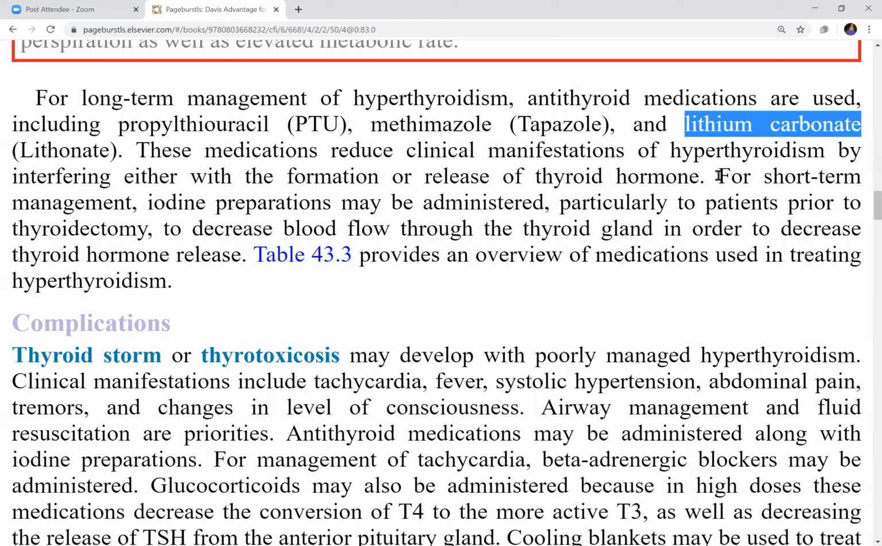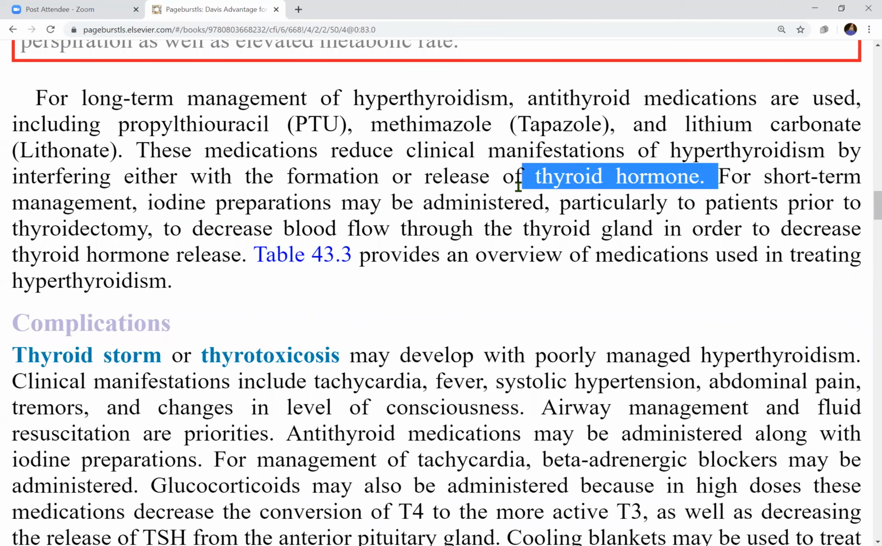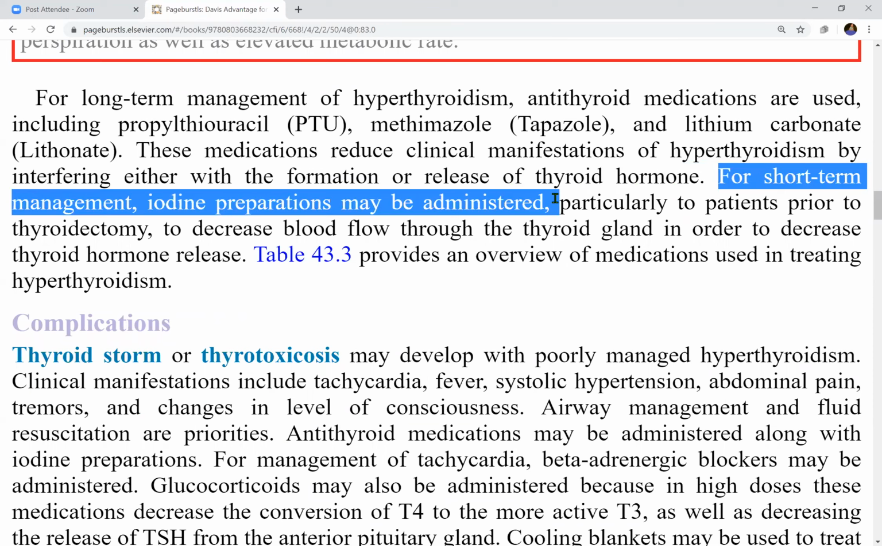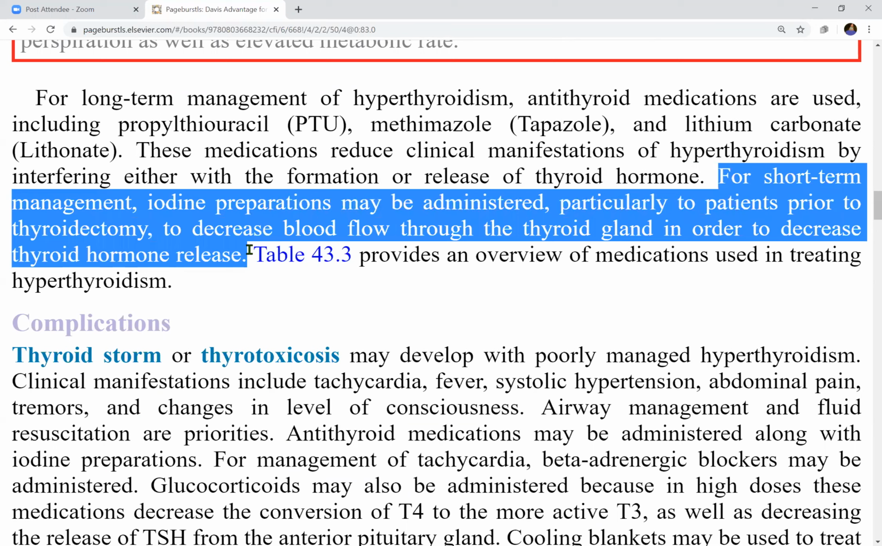For surgical preparation, the patient will be given iodine preparations for about 2 weeks before the scheduled surgery. The purpose, because if you really think about it, one of the causes of hyperthyroidism is actually increased iodine intake. So people who have high seafood intake can potentially develop hyperthyroidism, or anyone else who is taking too much iodine in their diet.